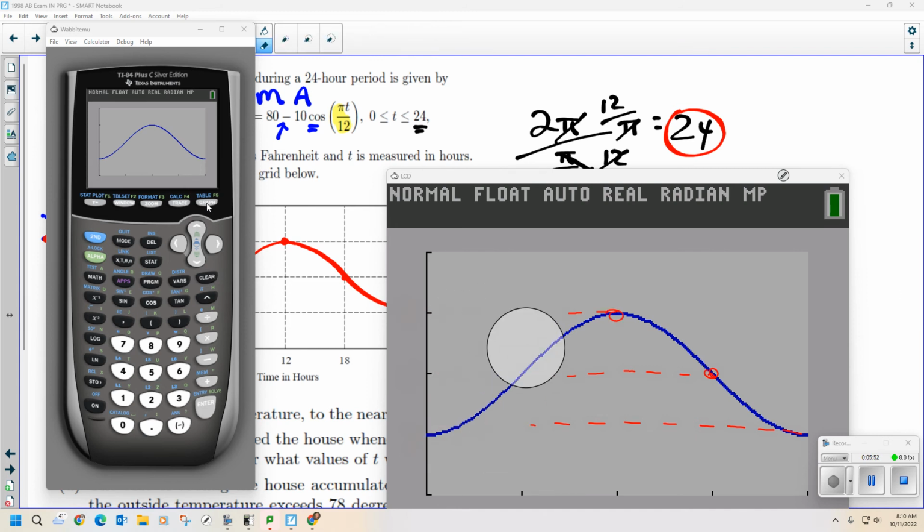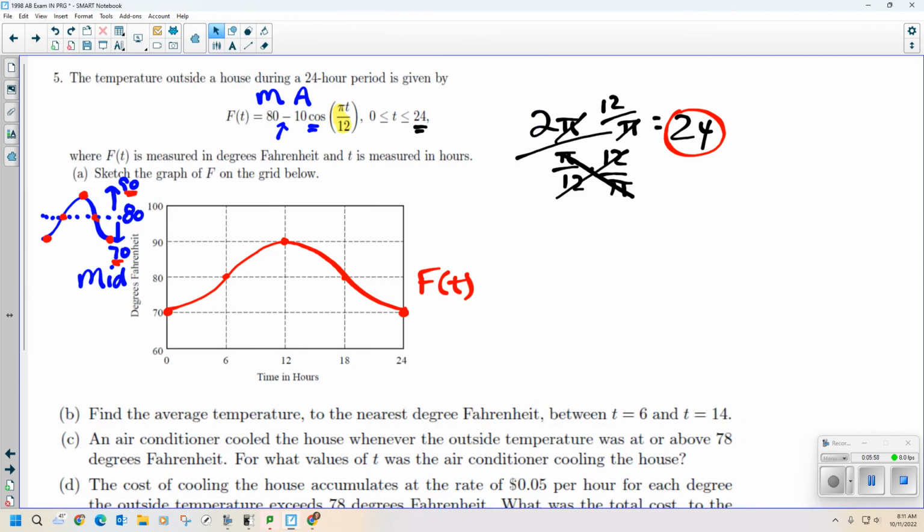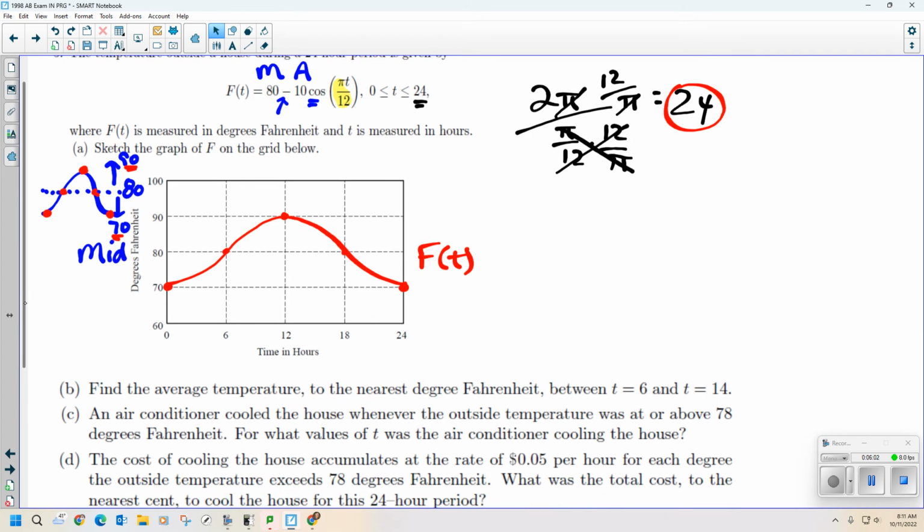We've checked it on the calculator, which is good. It's good even if you think you got it. I mean, this is an AP exam. Check it on the calculator. All right, check it on the calculator.